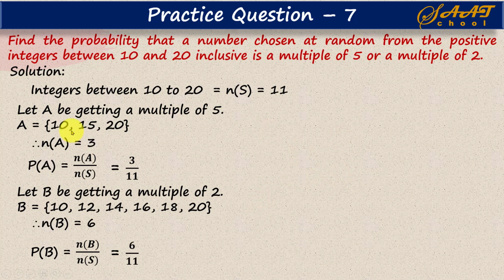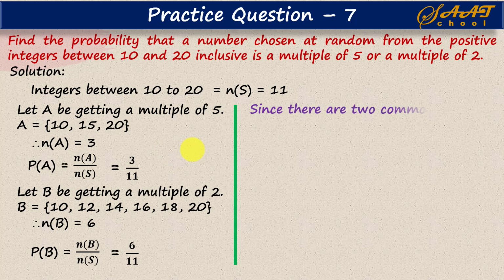Now if you look closer, these are outcomes 10, 15, 20, and if you look at these outcomes, we have two outcomes which are common. Here is 10, here is also 10, 20 and 20. So these are two outcomes common between the two events A and B. A is one event, B is another, and between these two events we have two common outcomes. That's why A and B are mutually non-exclusive.